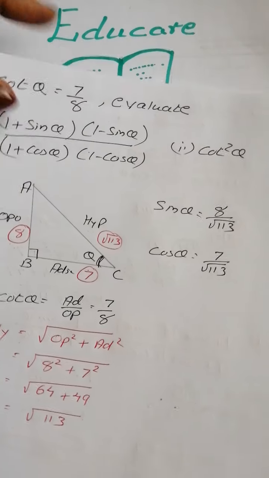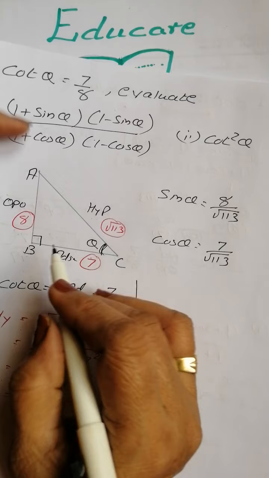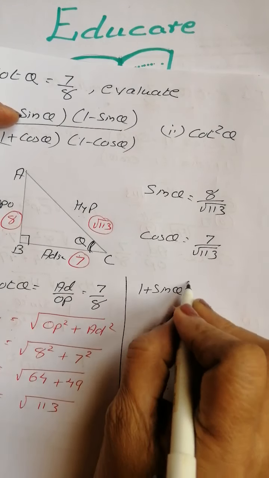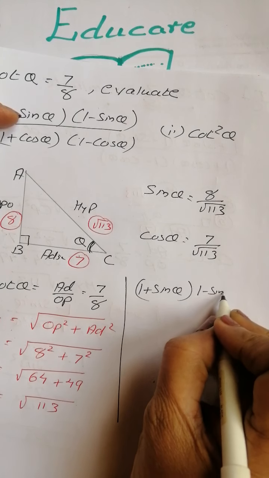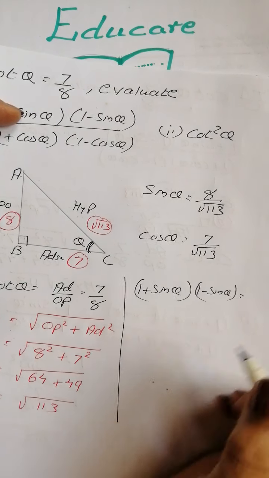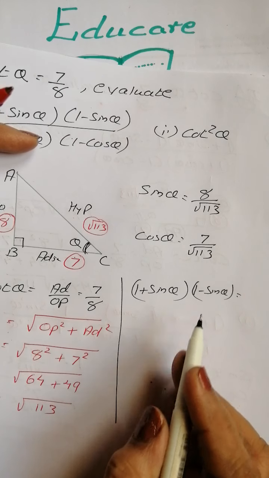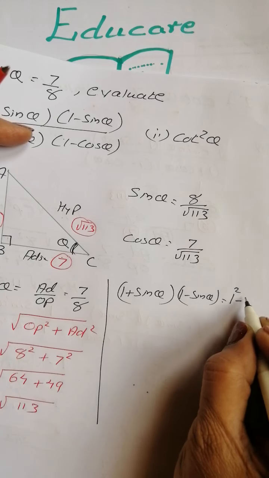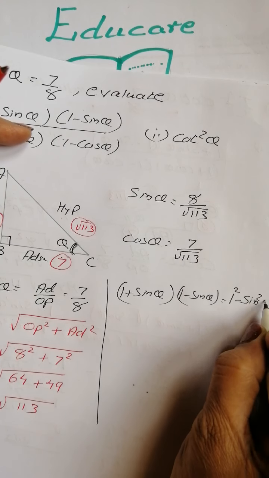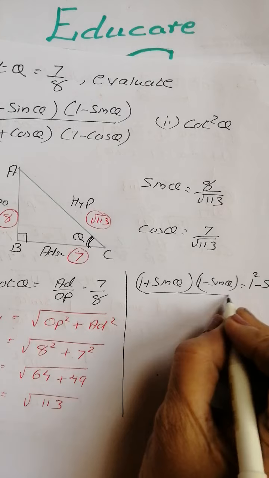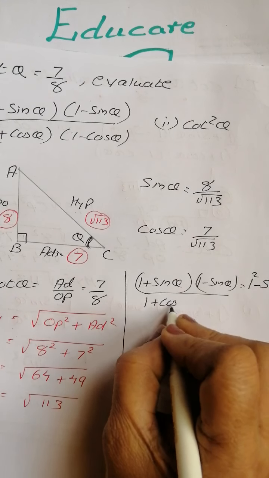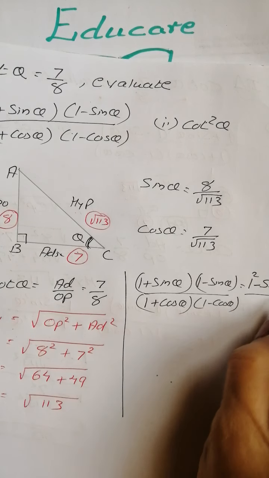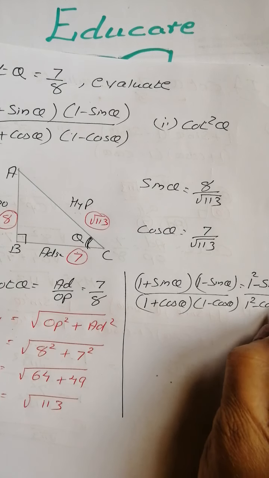Children, up till here? Now I am evaluating. 1 plus sine theta, look here, 1 plus sine theta times 1 minus sine theta. You remember the formula? A plus B into A minus B. What is A plus B into A minus B? Yes, A square minus B square. So this will become 1 square minus sine square theta. Same here: this denominator part is 1 plus cos theta into 1 minus cos theta, so you can write it as 1 square minus cos square theta.